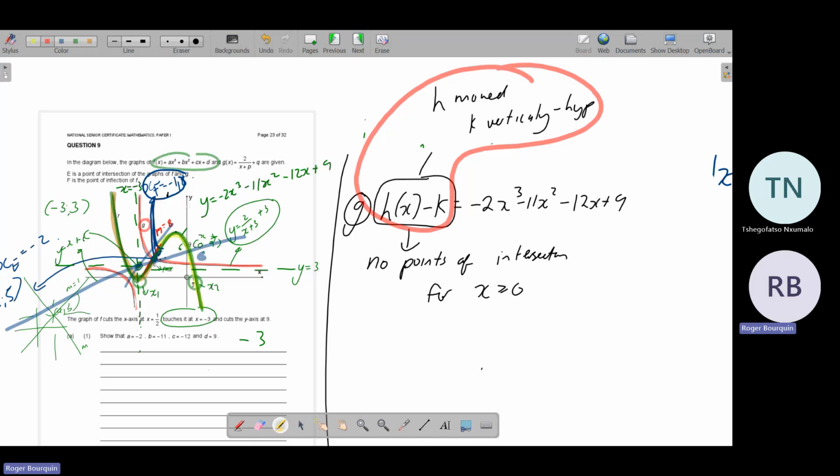So the new graph, h of x minus k, is equal to minus 12x cubed minus 9x. It does not intersect the graph of g. It's a very weird question.